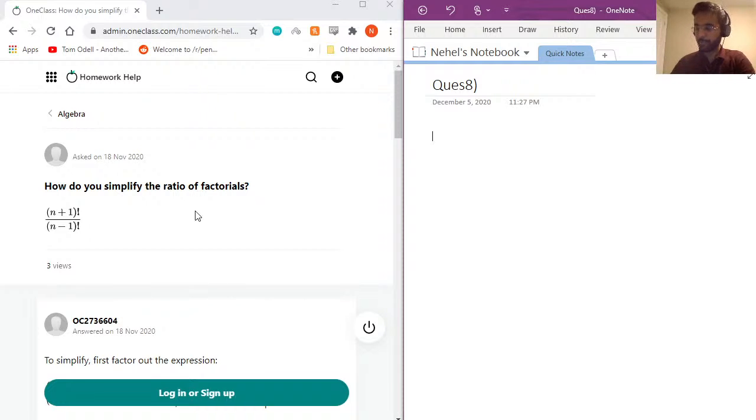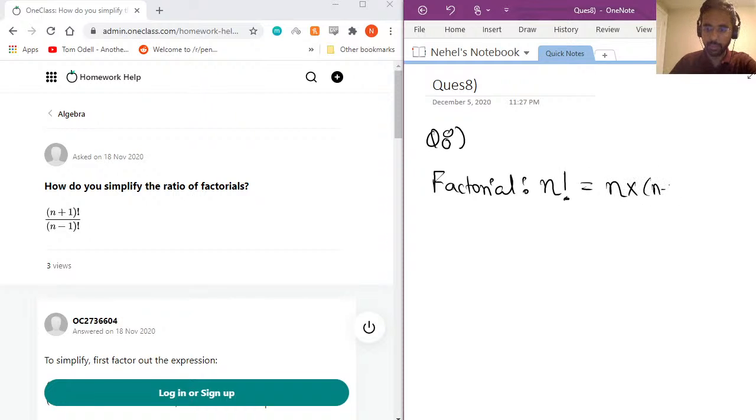So what is a factorial? Let's just quickly recap. Question 8. Factorial is nothing but the product of the number itself with all the numbers from that number leading up to 1. So basically, a factorial for number n would be equal to n times n minus 1 times n minus 2 all the way up to we get to the number 1.